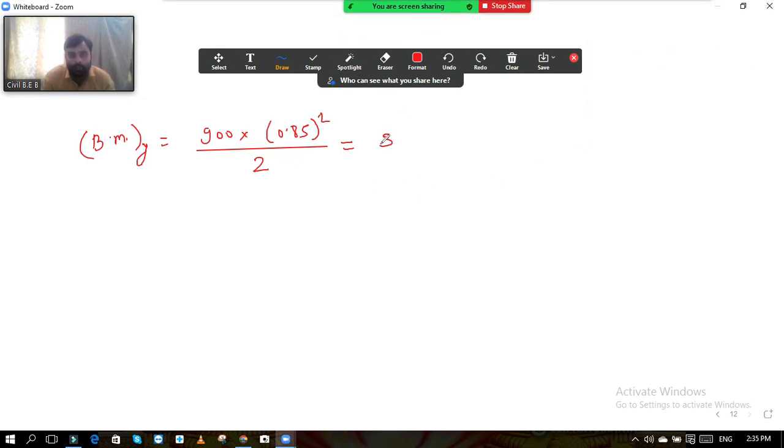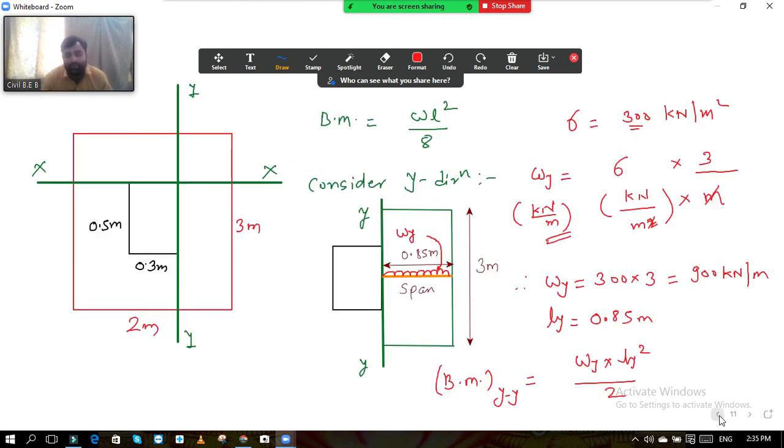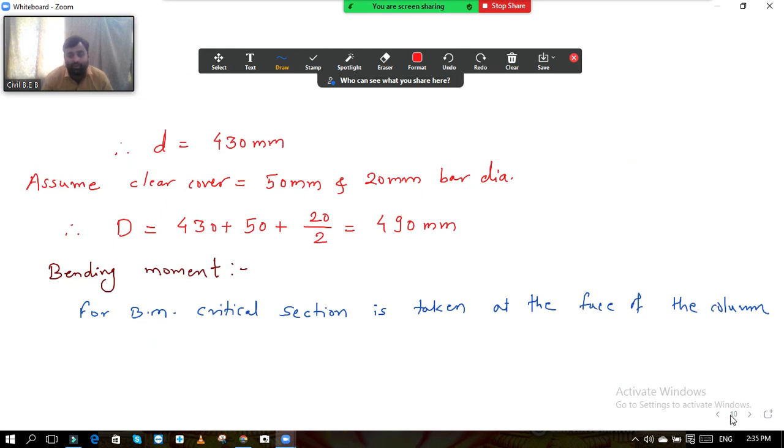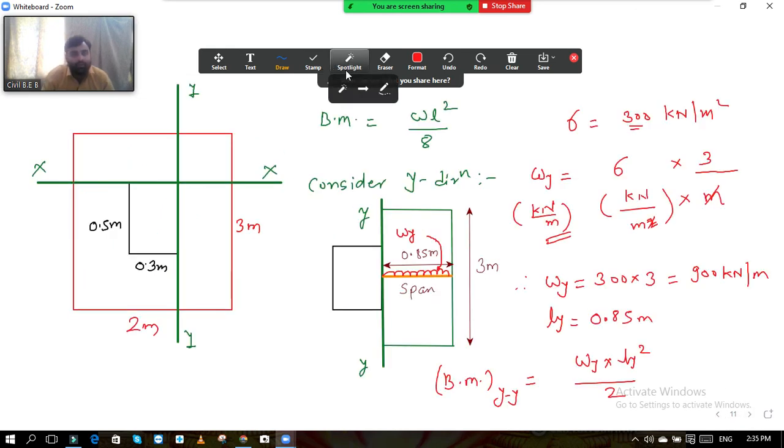325.12. Okay, this is 325.12 kilonewton meter. So this is our bending moment in y direction. This is already the ultimate bending moment we have calculated. Similarly, we need to calculate the same thing considering the x. Now this is your x. Now we will consider this strip x.